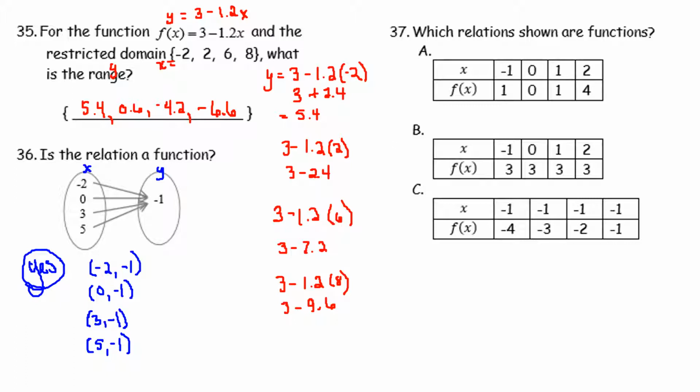So moving on to 37. 37, which relations are functions? So just what we just said, the x's cannot repeat. So I just look at the x values, and I see -1, 0, 1, and 2. None of them repeated, so yes, this is a function. Once again, this one right here, -1, 0, 1, and 2. None of them repeated, so this is a function. And if we look at choice C, all of them repeated, so this would not be a function. No, it's not a function.